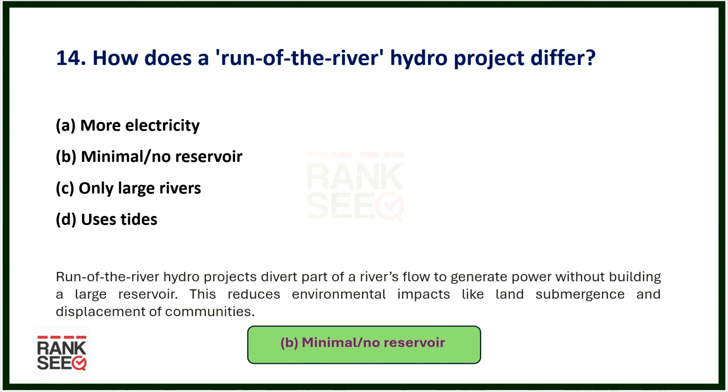Run-of-the-river hydro projects divert part of a river's flow to generate power without building a large reservoir. This reduces environmental impacts like land submergence and displacement of communities. Although electricity output is lower and dependent on seasonal flows, these projects are eco-friendlier alternatives to large dam-based hydropower systems.